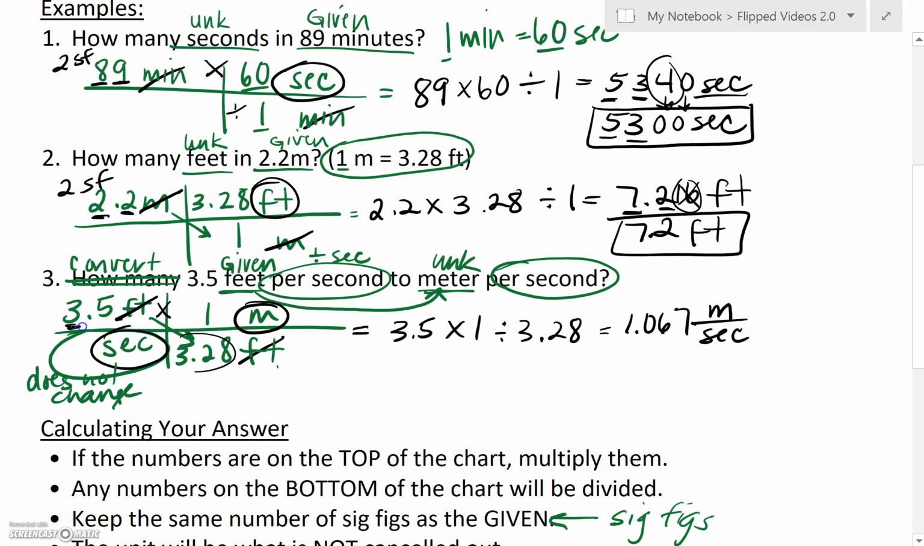3.5 is 2 sig figs again, so I'm going to keep 2 sig figs. The first one is 1, and then the 0. Now I'm going to look behind it. This 6 can round up this 0 to a 1, so this answer will be 1.1 meters per second.